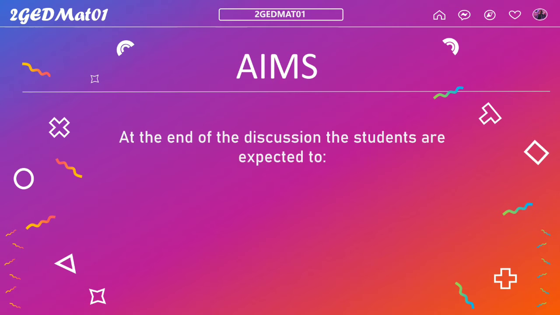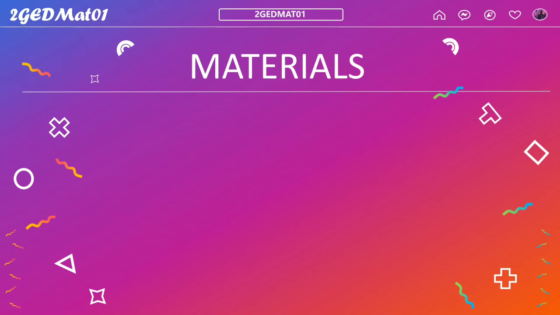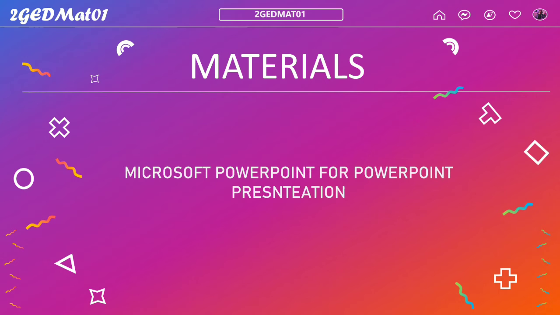Aims. At the end of the discussion, the students are expected to know what group theory is and to know what the properties of a group are. Material used: Microsoft PowerPoint for the presentation.